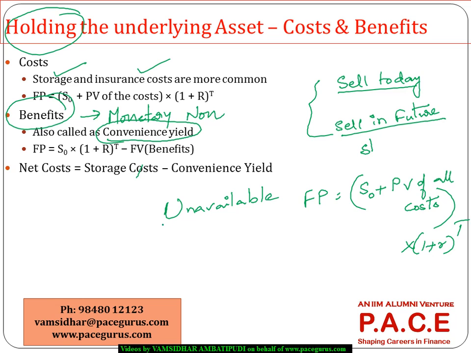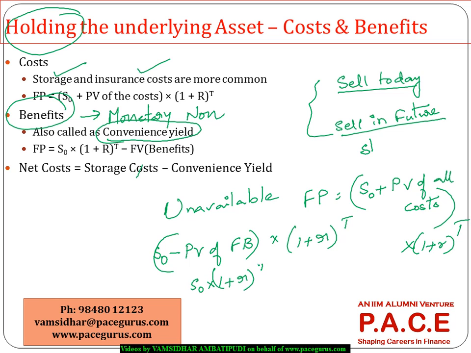But whatever it is, when I am talking about the futures price, in all these calculations, either I subtract the present value of the future benefit and then multiply it by (1 + r)^t, or the calculation will be, first you multiply by (1 + r)^t and then you subtract the future value of the future benefits. Either way, this calculation holds true for any kind of futures contract or forward contract calculation. So don't get confused between these two.